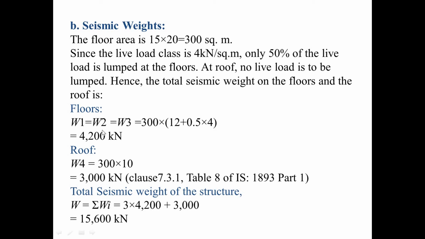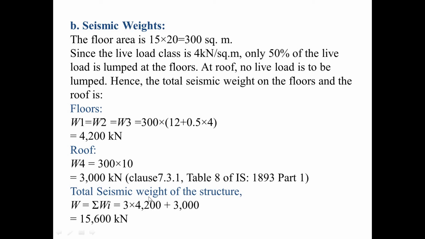So by this way we can calculate the total weight of the floor. Okay, but not a roof floor. Next is roof. W4 is equal to 300 into 10, so that is equal to 3000 kilonewton meter. So it is calculated as per clause number 7.3.1, table number 8, IS 1893 part 1. So this calculation will be done based on this table.